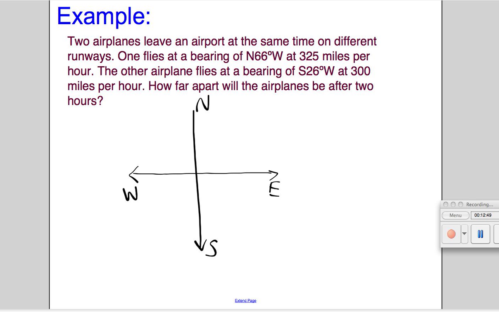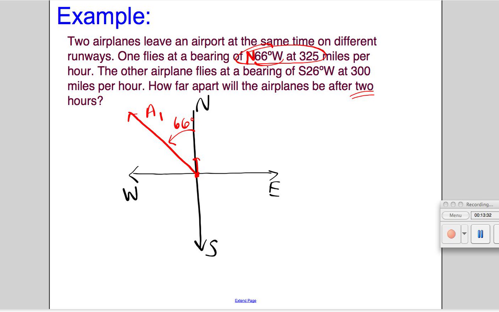Now, we're going to draw a picture of the first airplane. North, 66 degrees west at 325 miles per hour. Now remember, they're going for 2 hours. That's another thing that we're going to use. So here's my airport, and we're taking off north, and then we're swinging 66 degrees towards the west. So this is actually the 66 degrees right here. So you always just follow it. You go north, and then you swing 66 degrees west. So this is my airplane number 1.